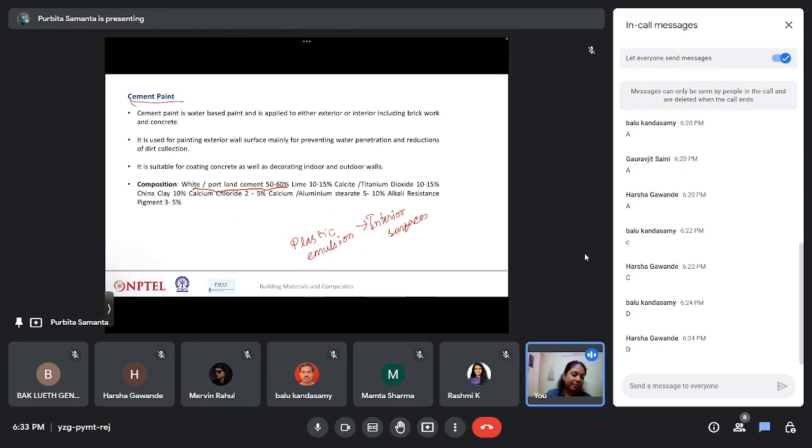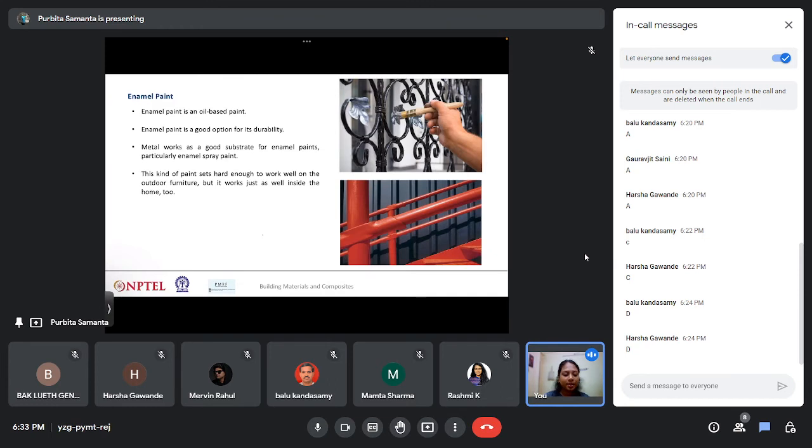Okay, so for the metal surfaces, we can use not just primer enamel, we can use synthetic enamel. So basically, any kind of enamel. This enamel paint is basically an oil-based paint, and enamel is a very good option for its durability. It's applied on metals, mostly ferrous metals and non-ferrous metals used in our building industry, for example, aluminium. Unless you want to give it a particular color, we generally don't need any coating of paint on it.